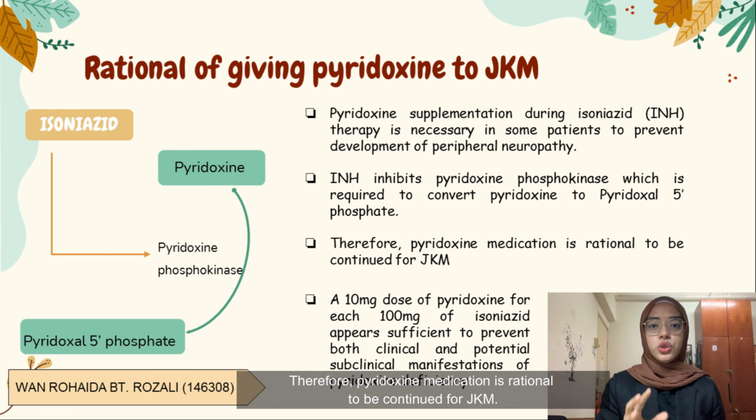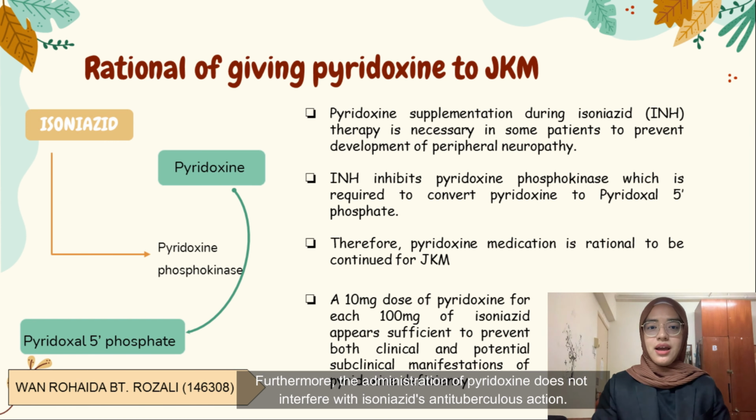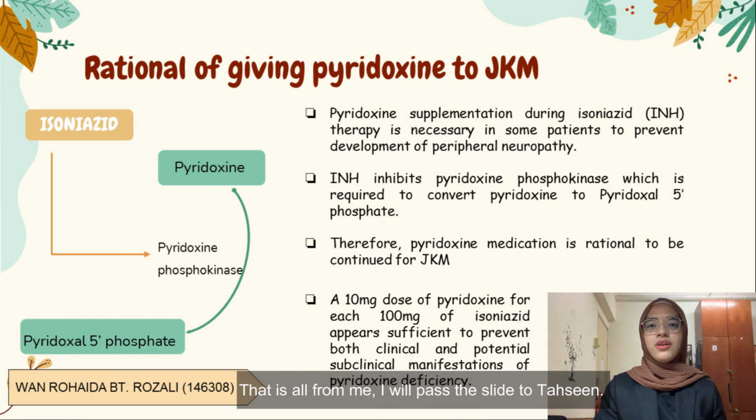A 10 mg dose of pyridoxine for each 100 mg of isoniazid appears sufficient to prevent pyridoxine deficiency. Furthermore, the administration of pyridoxine does not interfere with isoniazid's anti-tuberculous action. That is all from me. I will pass the slide to Tahsi.